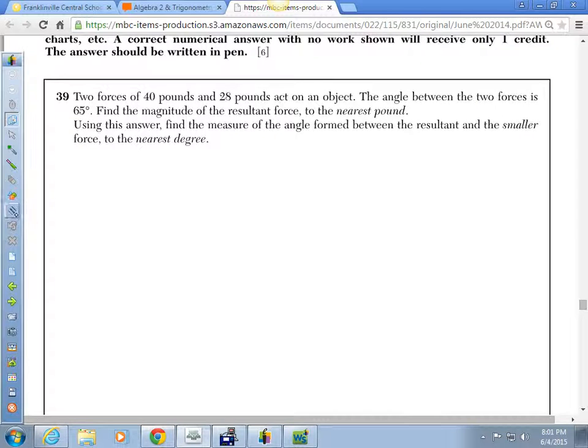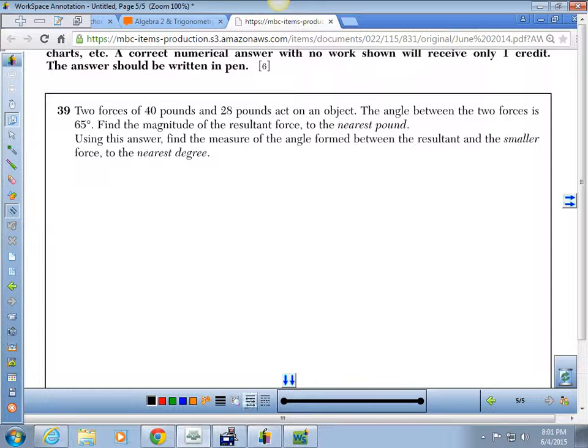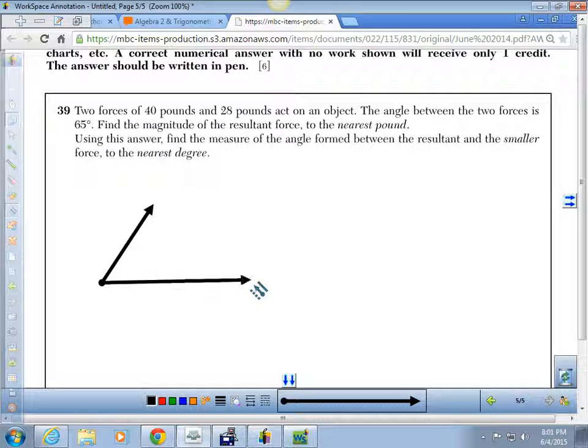Okay? So we've got down here some objects. And one force of 28 pounds is pulling us this way. And another force of 40 pounds, notice how I made that one a little bit longer? Because it's a bigger force. Okay? So I have this 28-pound force and this 40-pound force acting on this object.